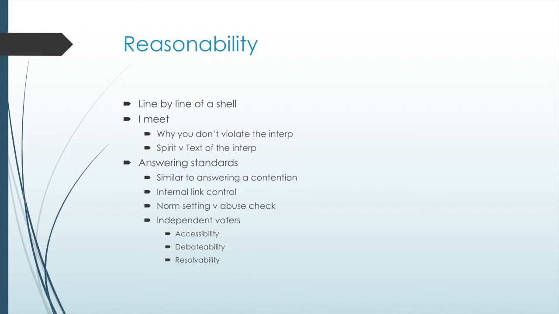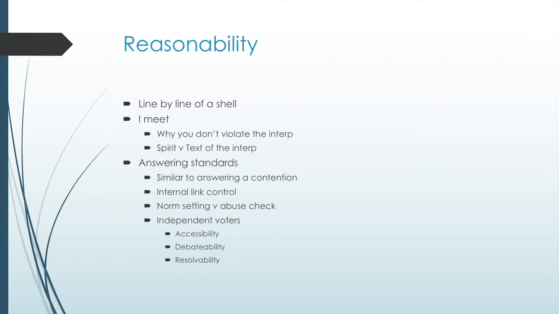Versus an I meet to the text of the interp, you'd have to prove that you are not reading multiple at all. You are not reading more than one conditional advocacy. So obviously a text of the interp I meet is probably going to be better because that is going to be easier to prove that you're actually following the rule if you follow the rule to the letter. But if your opponent has a really significant disjoint between the way that the interp is worded and the way that the standards garner offense, then a spirit of the interp I meet is still a viable option.